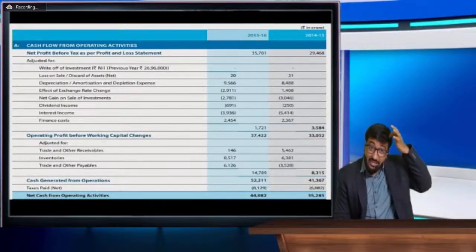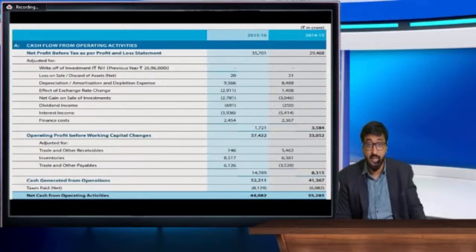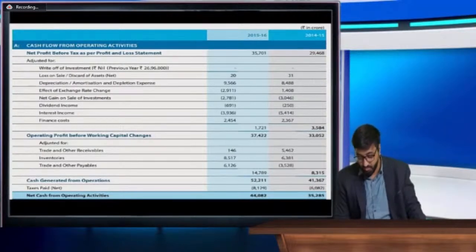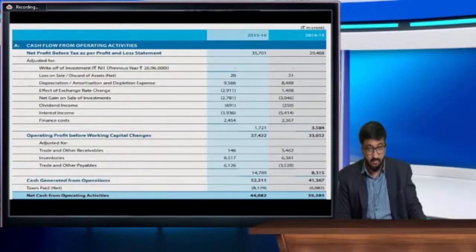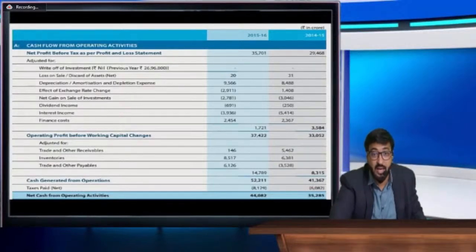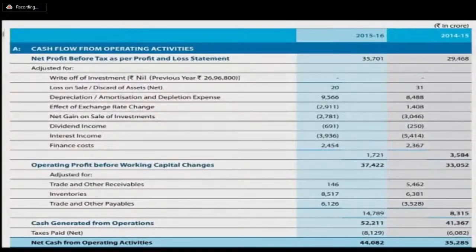Then you have adjusted for trade receivables, inventories, trade and other payables. Cash generated from operations less income tax paid, and you will get net cash flow from operating activities. You can check here. So net profit before tax. Now you can see these items which are eliminated.